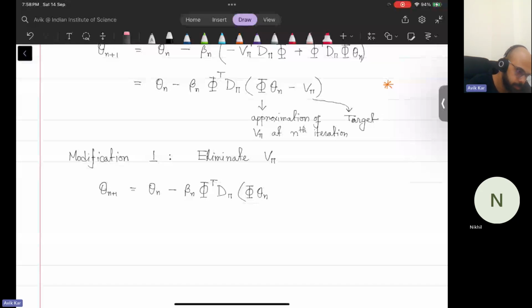So minus, what we can do is, okay, the first modification has to be eliminate the expectation. Or eliminate expectation. Let me write the sample version.